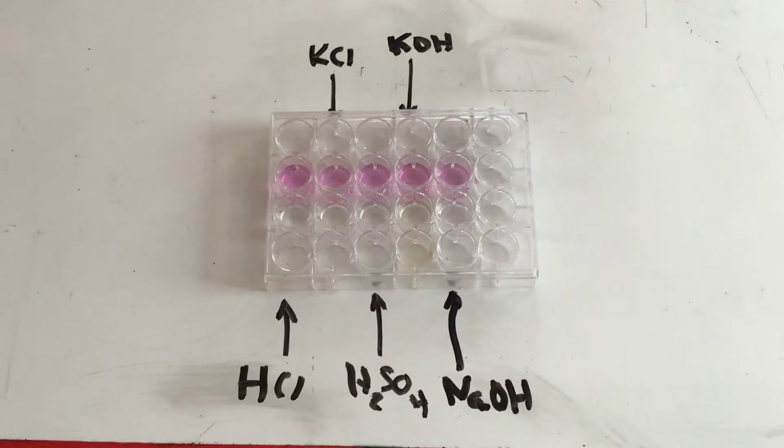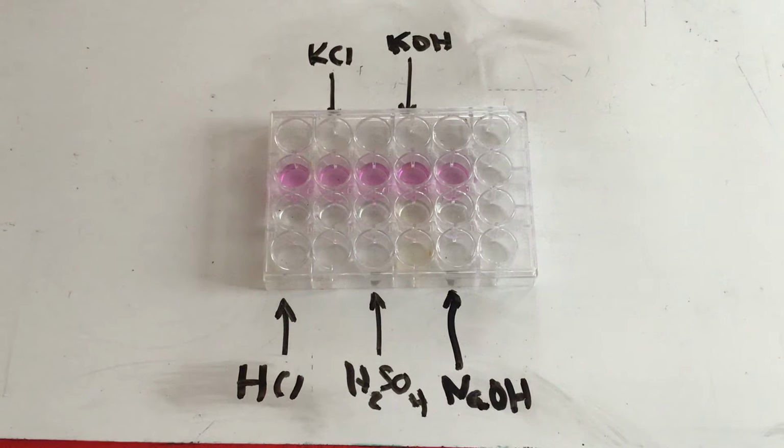And so we have a number of different ionic substances here. Hydrogen chloride, potassium chloride, hydrogen sulfate, potassium hydroxide, and sodium hydroxide. And so I'm just going to add drops of these solutions to both the pink phenolphthalein and the clear phenolphthalein, just to get a sense of what happens. So set up in your notes to keep track of what you see in each of these cases.